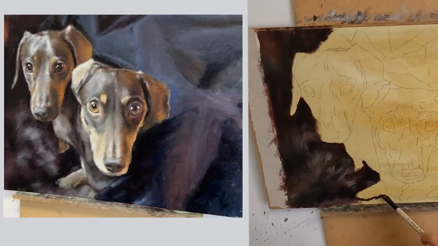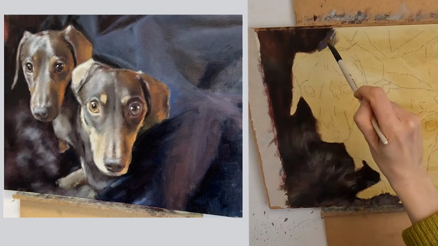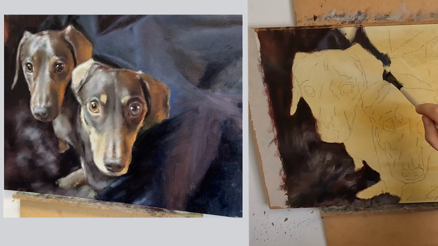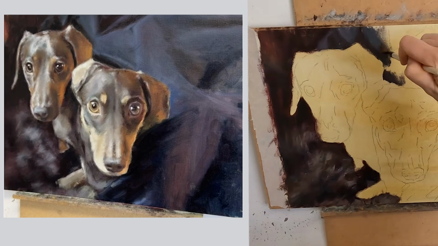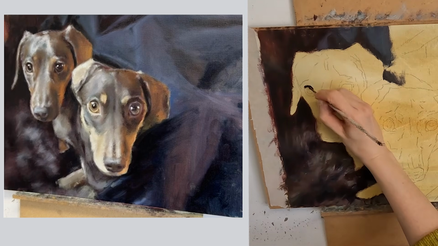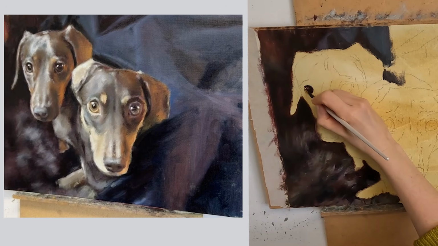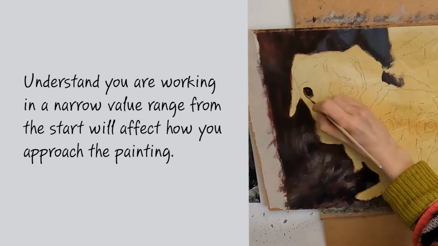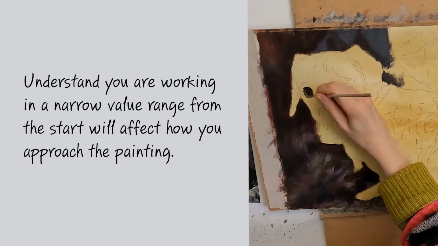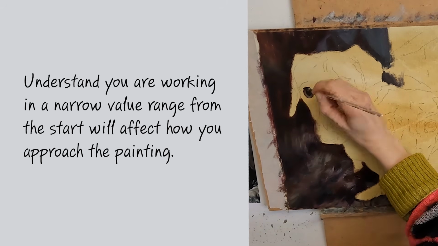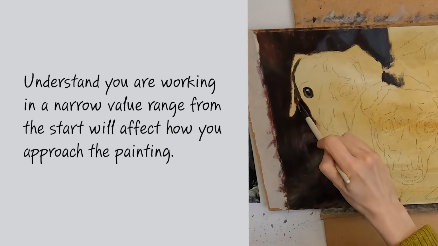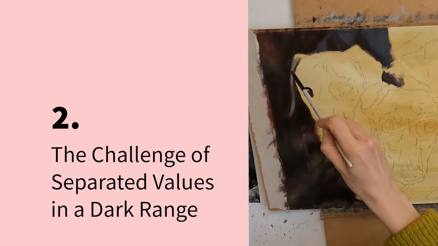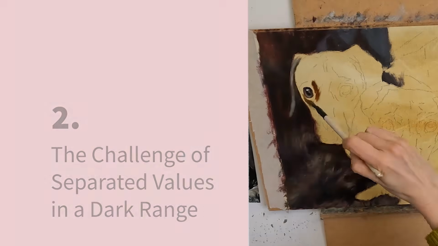The mood that a low-key painting creates is something that a bright, colourful painting simply cannot achieve, a sense of atmosphere that draws the viewer in. These 2 dogs under a blanket are a perfect example of the subject that calls for a low-key treatment. Understanding that you are working within a deliberately narrow value range from the start changes how you approach every single decision in the painting.